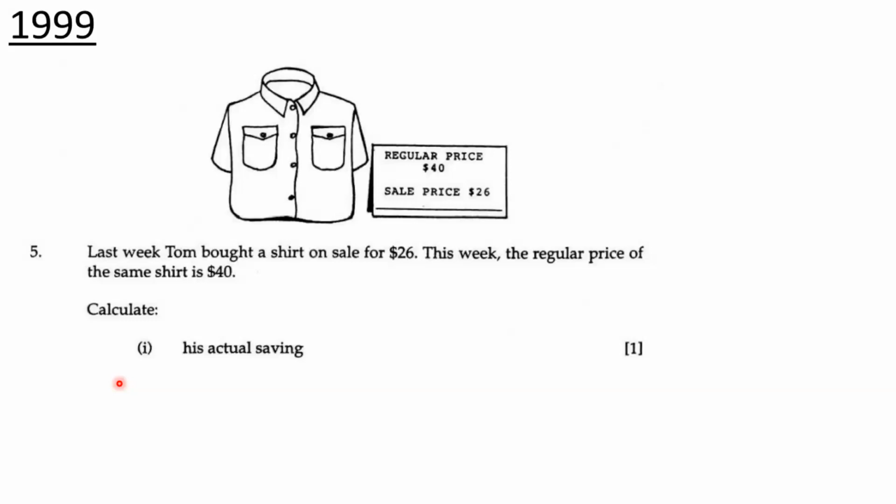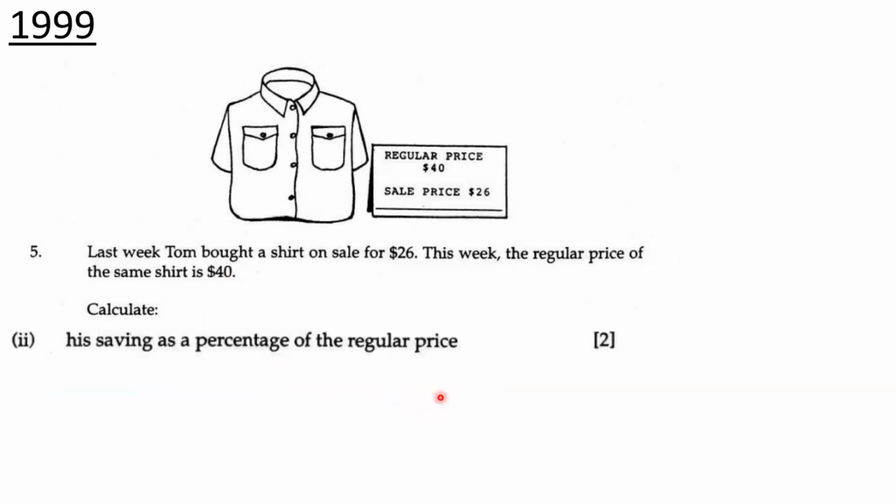All right, this question says, last week, Tom bought a shirt on sale for $26. This week, the regular price of the same shirt is $40. What was his actual saving? Well, we just have to subtract. So the actual saving is $40 minus $26, which is going to be $14. So he saved $14. Now we want to represent his savings as a percentage of the regular price.